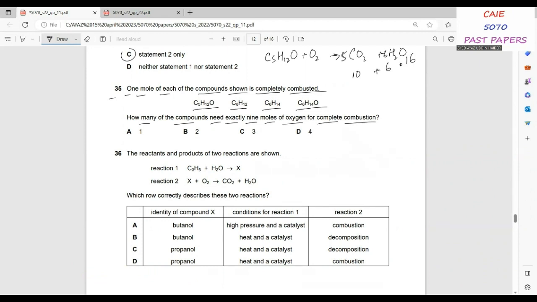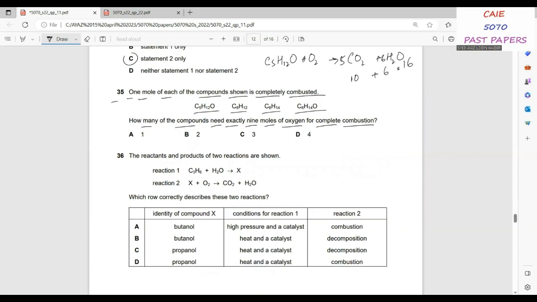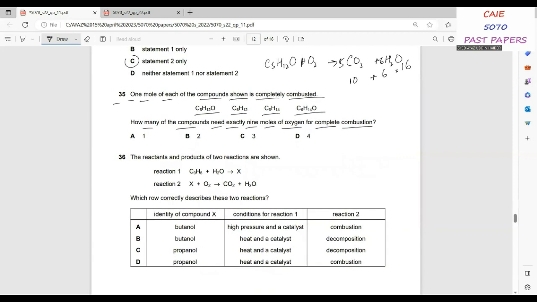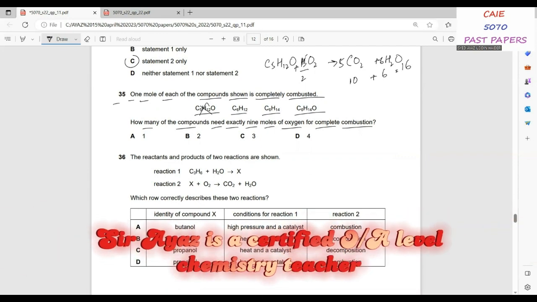And we have already 1 oxygen attached with C5H12. So we need 15 oxygen. So we'll have 15 divided by 2. So this is wrong. This can't be needing 9 moles of oxygen. What about C6H12?